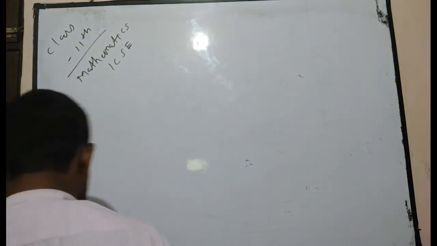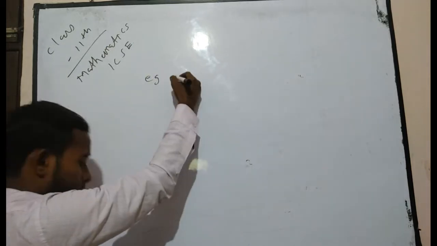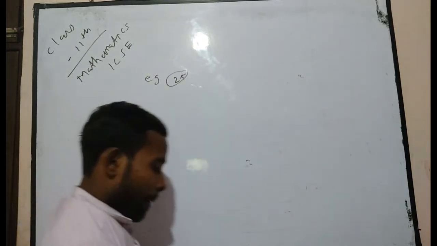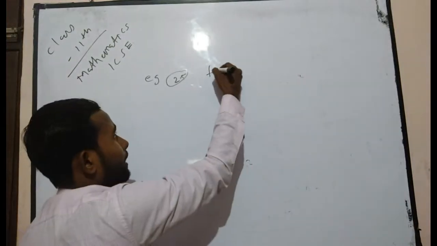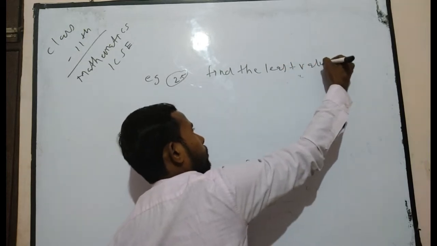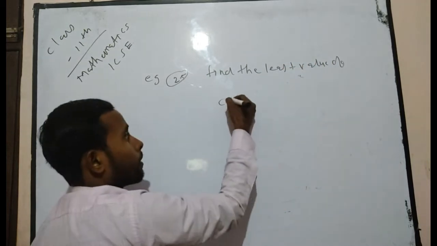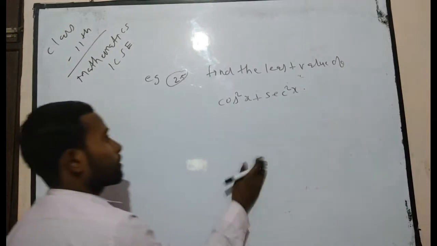In the next example, example 25. Find the least value of cos square x plus sec square x. Find the least value of cos square x plus sec square x. How can you solve it? It is very simple.